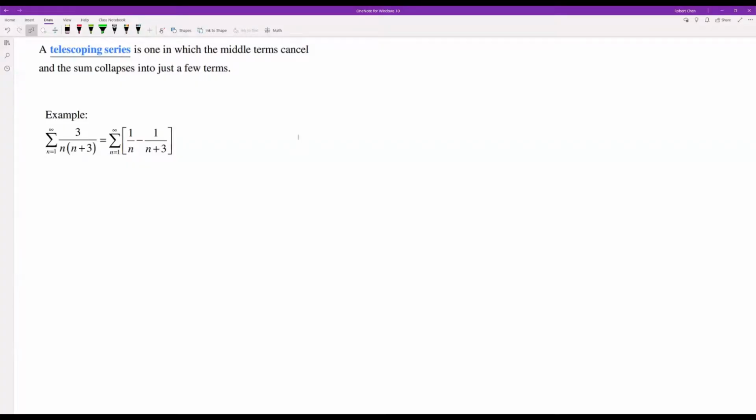The next type of series we're looking at is called the telescoping series, which is when the middle terms cancel and the sum collapses into just a few terms, right? So here we have an example, infinite sum of 3 over n times n plus 3. And we can actually do partial fraction decomposition and then break it down as 1 over n minus 1 over n plus 3. All right, so let me show you what we're talking about here.